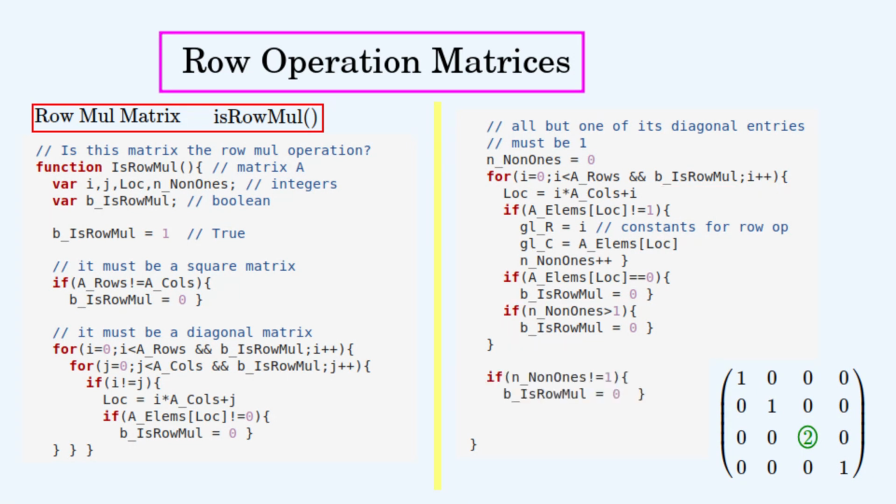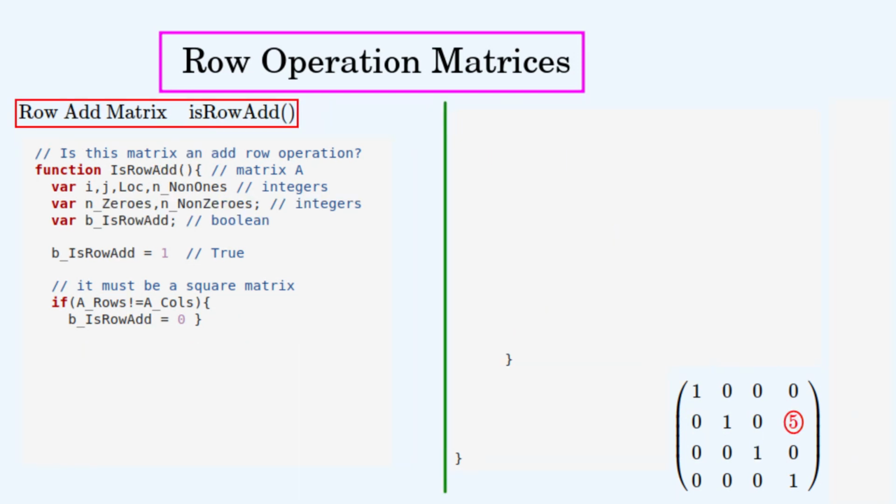If the number of non-1s in the diagonal of this matrix isn't equal to 1, then we'll return false. And then we'll return the Boolean return variable here to say whether this matrix is a row multiplication matrix or not.